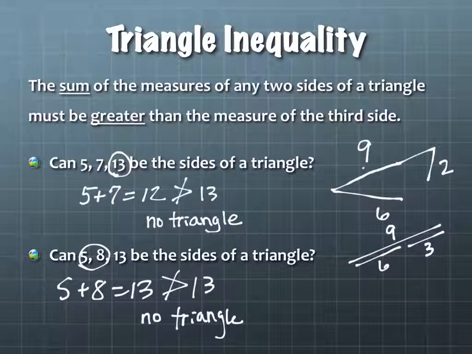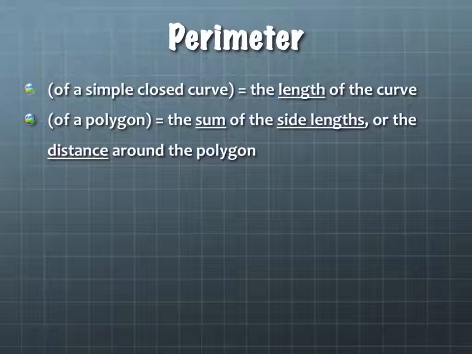Okay, another component of linear measure is the measurement of perimeter. So perimeter of a simple closed curve is the length of the curve. If you're looking at a polygon, it's the sum of the side lengths, or you can think of it as the distance around the polygon. So if we gave you a hexagon, you would need to add up all the sides of the hexagon, and that would be its perimeter. Right, the summation of all the side lengths. If you could imagine taking a string and stringing it around your object so that it was really tight fitting, the length of that string is what we would call the perimeter. Okay?